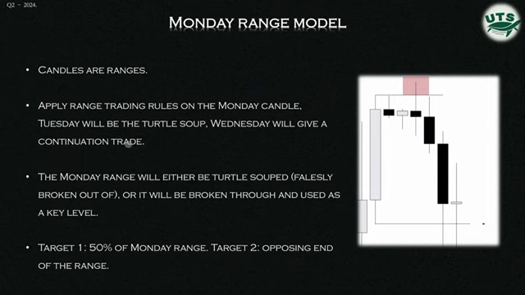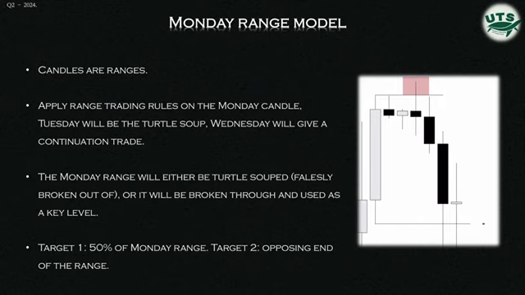The Monday range is either going to be turtle souped, falsely broken out of, or it will be broken through and used as a key level. So break and retest, basically. Right? There is no other state or condition that can happen. It's either going to be turtle souped or it's going to be broken out of and reused as a support or resistance level. Right? The true support and resistance level is ranges.